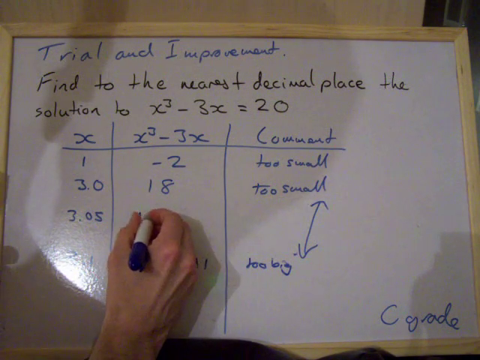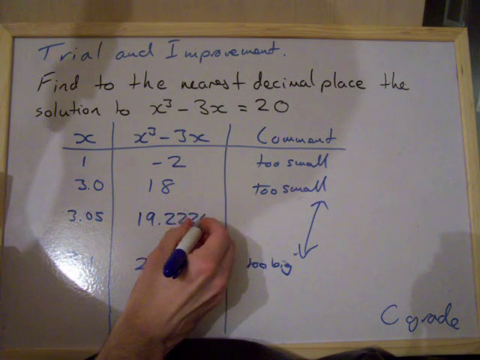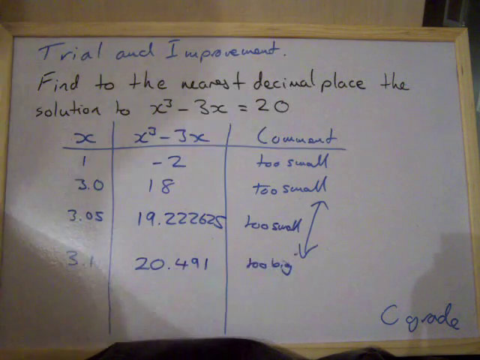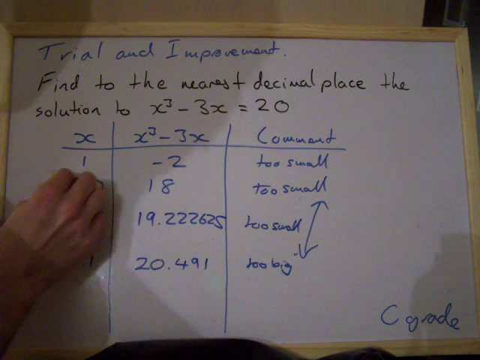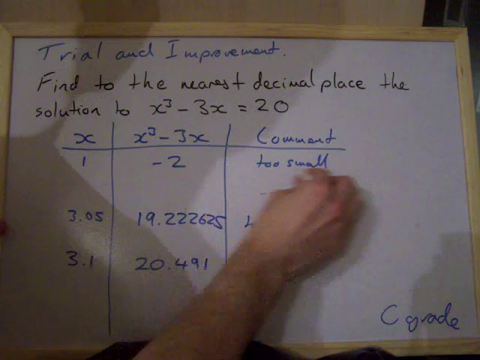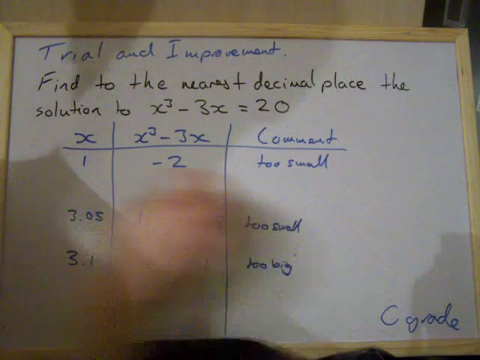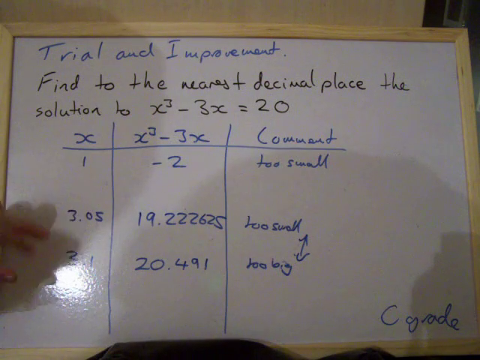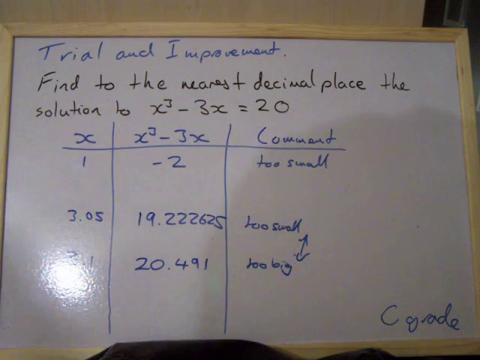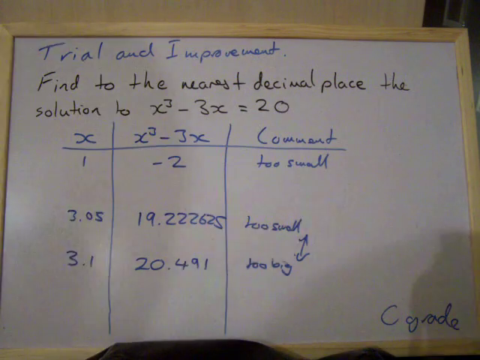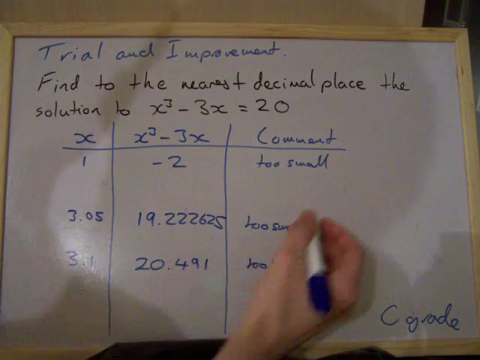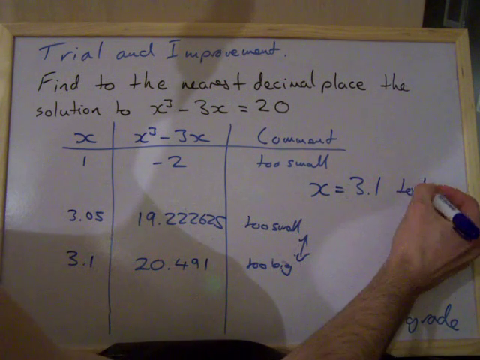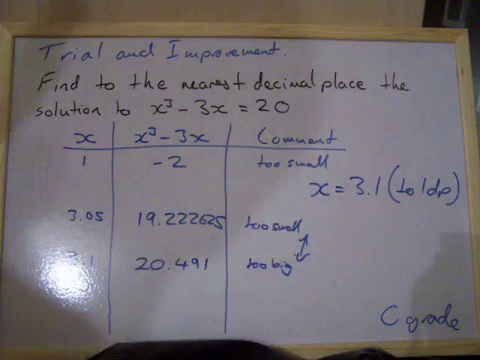Anyway, that is 19.222625. This one is too small, and that's now my lower limit. So I can get rid of this 3.0, because that's no longer my lower limit. So now my answer lies between these two values here. If my answer is closer to 3.1 than 3.0, then to the nearest decimal place, my answer is going to be 3.1. So x equals 3.1 to 1 dp. Chuffed.